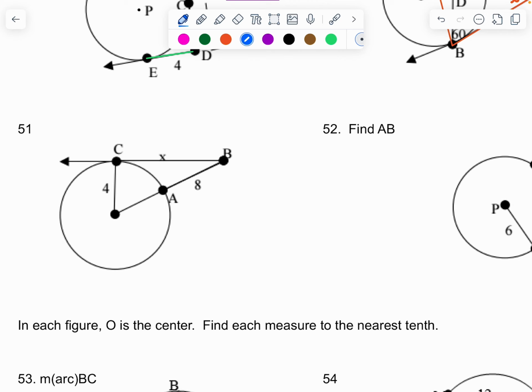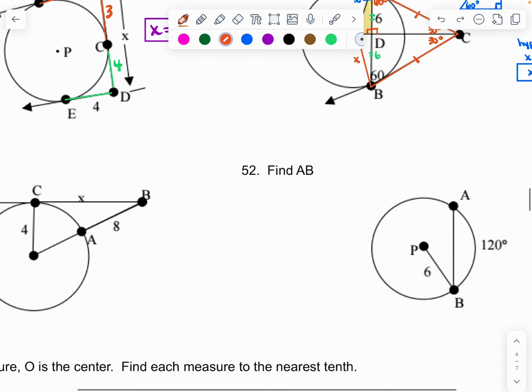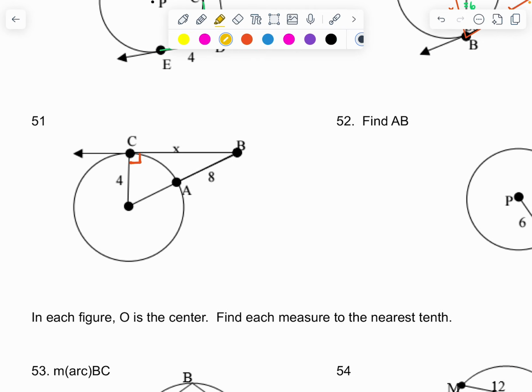All right, moving along. Number 51, we've already seen a question exactly like this before. We've got a radius hitting a tangent, so therefore this is a right triangle. And if I have a right triangle, then I'm going to be solving the right triangle, so we're going to be doing some Pythagorean theorem. On this one, we're actually solving for one of the legs because we know this is a radius of 4, which means our entire hypotenuse is clearly 12. So when we set up our Pythagorean theorem, we're doing x squared plus 4 squared equals 12 squared.